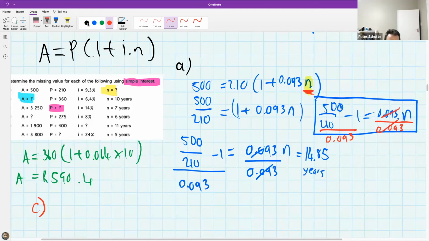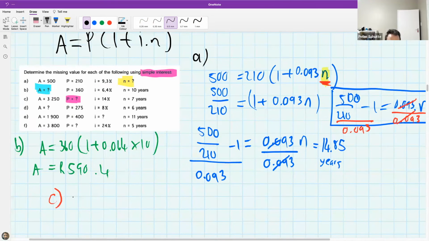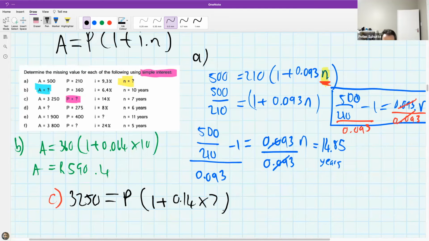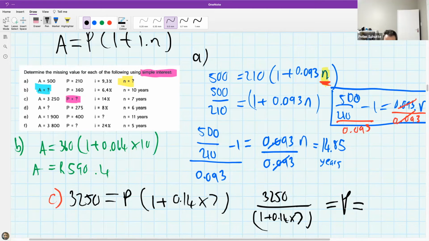Okay, so with C, let's have a look. With C, you're given the final value to start with. Okay, and then they also give you the interest rate per annum, and you need to find what P is. Now, the good news is, everyone, that I think this whole bracket can be moved to the other side. And so we just get 3250 divided by whatever that is, and we're going to get P, which is the initial value we start with.